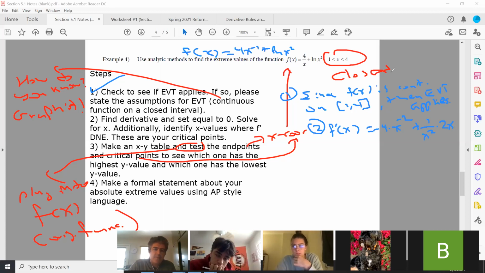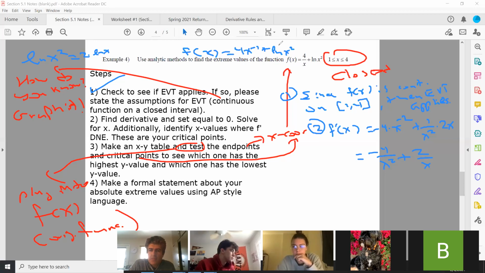If you so desire, remember ln x squared is 2 times ln x. That's a property of logs. And then you can take the derivative of ln x as 1 over x, and you get 2 over x. You get the same thing if you clean it up here too. If I clean it up, I get negative 4 over x squared plus 2 over x.